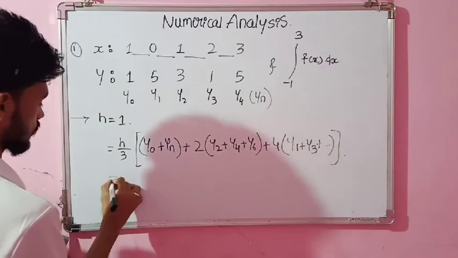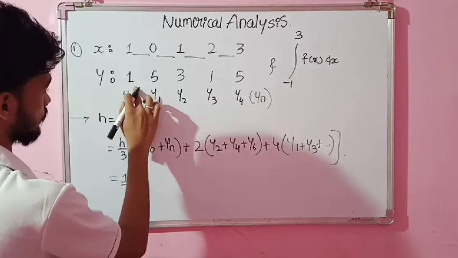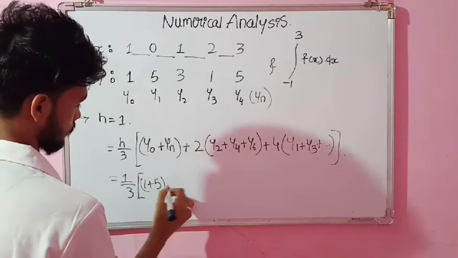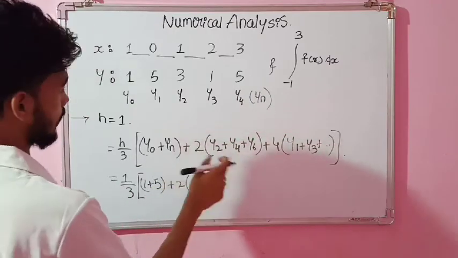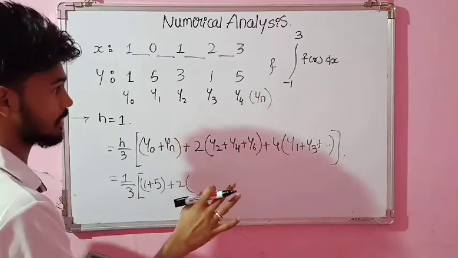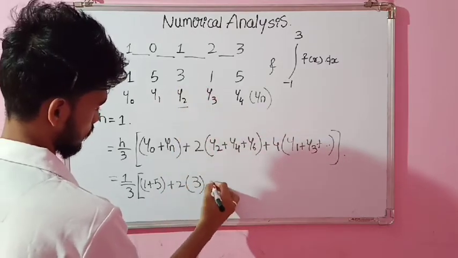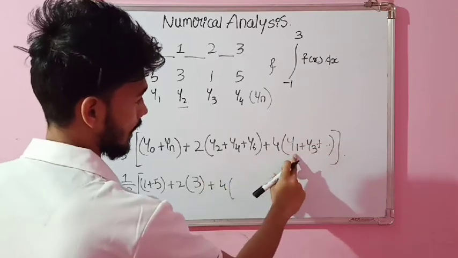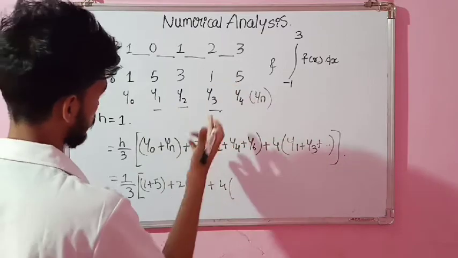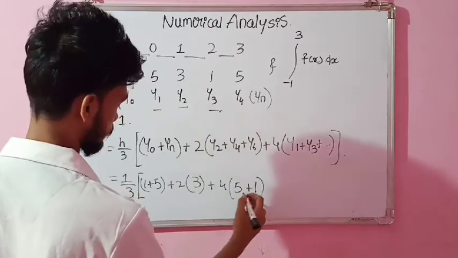The value of h is 1, so 1 by 3. y0 is the first term, that is 1, plus yn is the last term, 5, plus 2 times y2, y4. Here y4 is nothing but the last term, so you do not consider that term, only y2. The y2 value is 3, plus 4 times y1 plus y3, the odd terms. The y1 value is 5 plus the y3 value is 1.